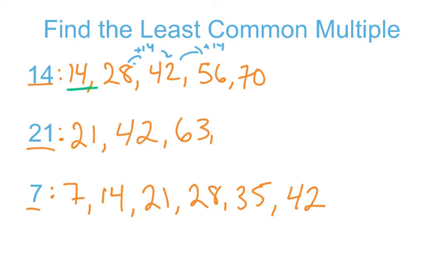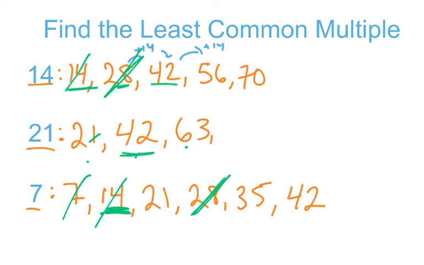14. There's no 14 in 21. Even though there's a 14 in the list of multiples for 7, yes, 7 and 14 share a common multiple, but I need the same number to appear in all 3 lists. So 14's out, which means that 7 will also be out. 28. Is that in? Nope, it's not in the 21 list, so 28's out. Even though, again, 28 is a multiple of 7, it has to be in all 3 lists.